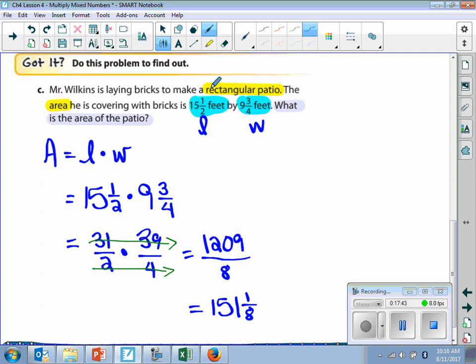What are my units going to be? And because this is area, this is going to be feet squared. So feet squared. You know, with the little exponent up there?